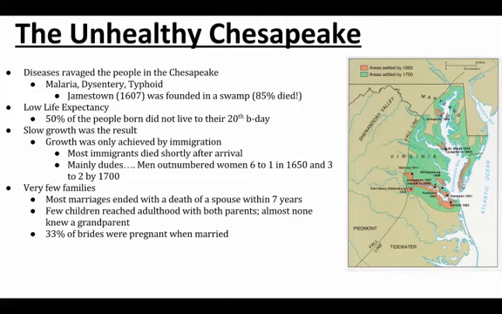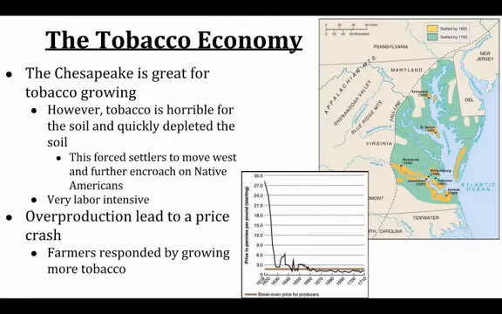We see very few children having both parents alive for very long. Most children never had any grandparents. So you can imagine the effect that kind of family life would have on people. They don't really have that tight-knit family. And that's going to impact, like I said, how the Chesapeake develops initially.